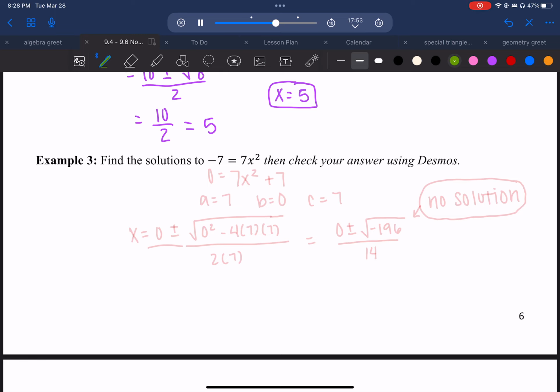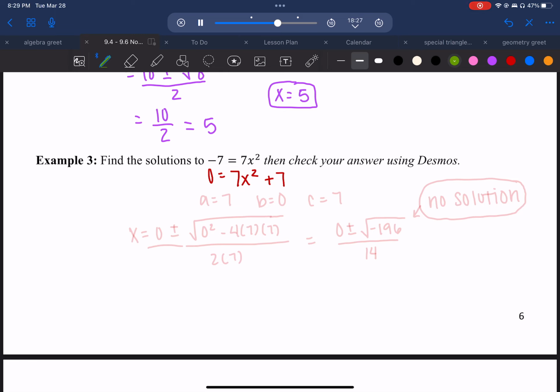So the next problem says: find the solutions to negative 7 equals 7x squared, then check your answer using Desmos. The first thing we want to do is get everything to one side, and it doesn't matter if you move the 7x squared or the negative 7, you will get the same answer. So I'm going to move the negative 7, and so I get 0 equals 7x squared plus 7.